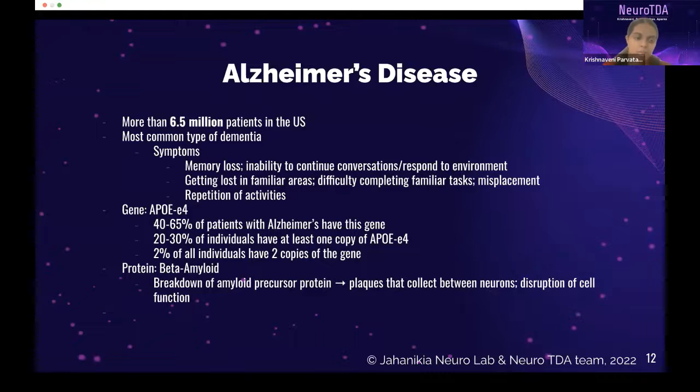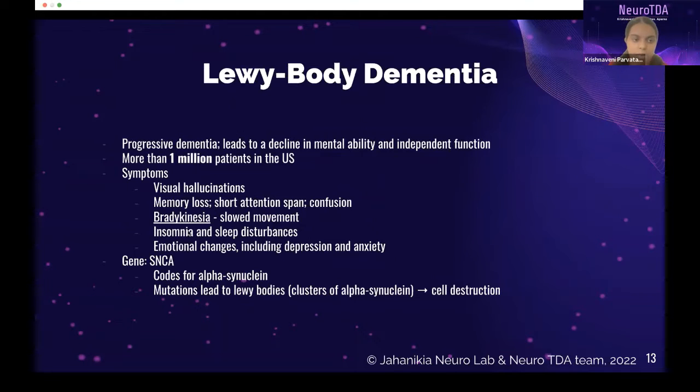But it's not only the gene APOE4 that affects Alzheimer's disease. The buildup of beta amyloid, which is formed by the breakdown of the amyloid precursor protein, which then collects as plaques between neurons, causes the disruption of cell function and thus Alzheimer's disease as well.